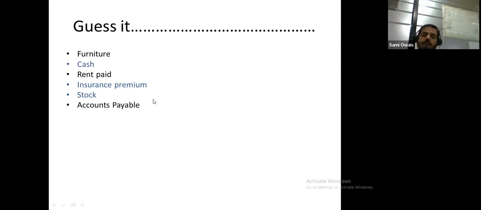Accounts payable. Accounts payable is something where I am buying something on credit, and I have to pay it to the supplier. For example, I'm buying cycles on credit, and I'm liable to pay somebody. What kind of account is it? Is it an expense, or is it a liability? Many of you are writing it as a liability.